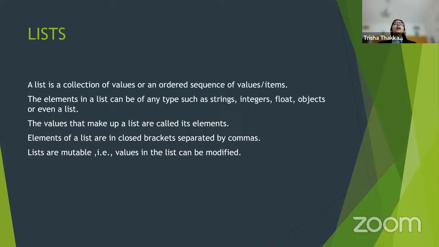Lists. A list is a collection of values or an ordered sequence of values and items. The elements in a list can be of any type, such as strings, integers, objects, etc. The values that make up a list are called its elements, and these are separated by commas and are enclosed in brackets. Lists are mutable. That means that lists can be changed according to our wishes.